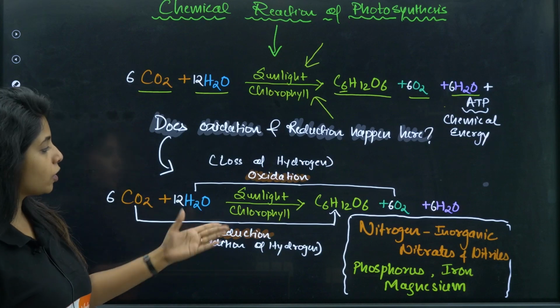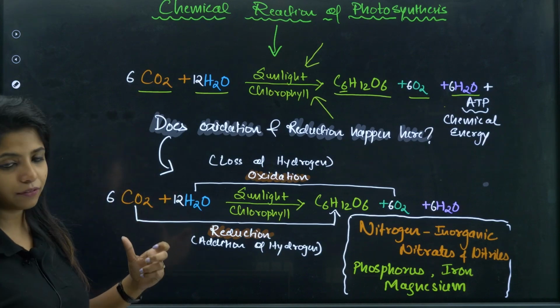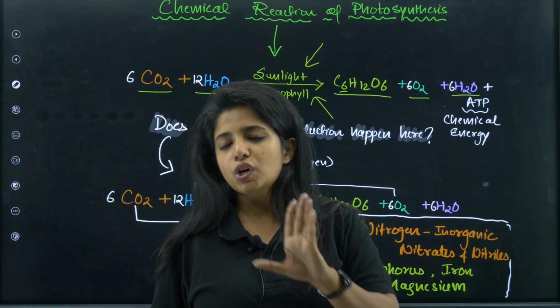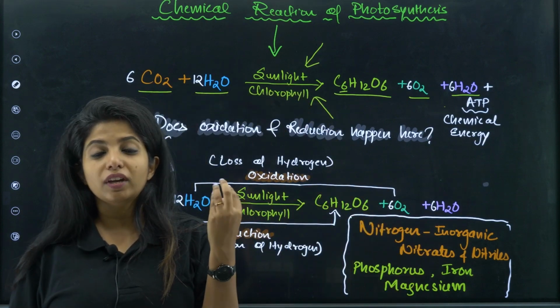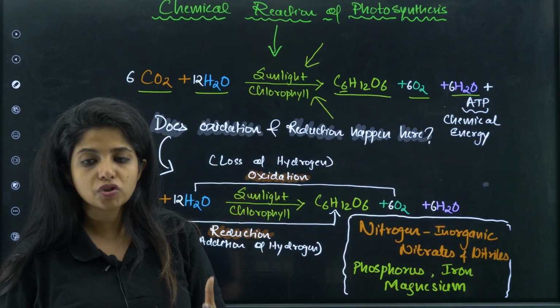Now, apart from this process of having the inorganic stuff with you, the plant says that it's not enough. We also need certain other very important nutrients. What are those nutrients, children?